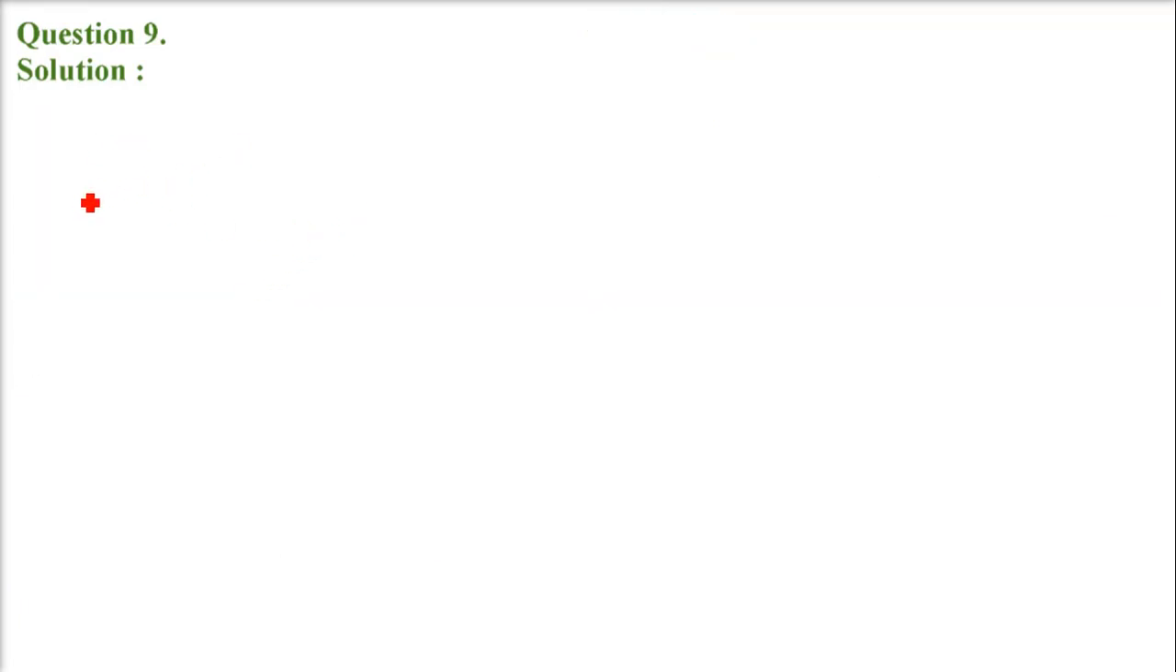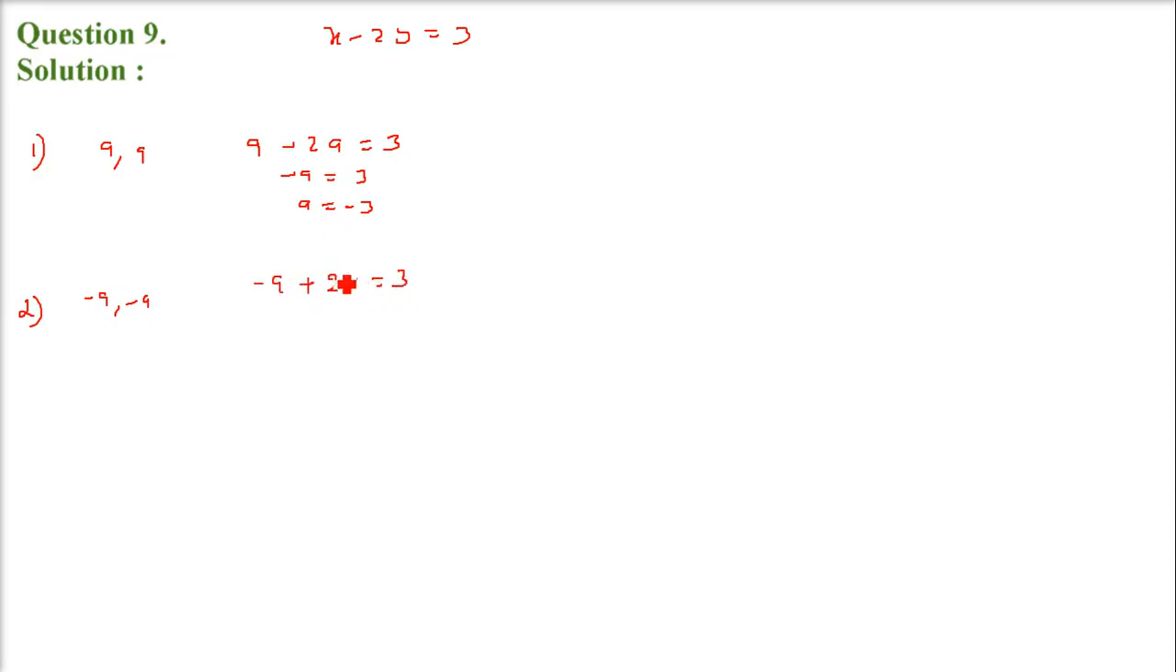So first, the center must lie on the line given by x minus 2y equals 3. The first case is (a, a). Put x as a and y as a: a minus 2a equals 3, so minus a is 3, a is minus 3. Second situation, (minus a, minus a): x is minus a, y is minus a, so minus a plus 2a equals 3.